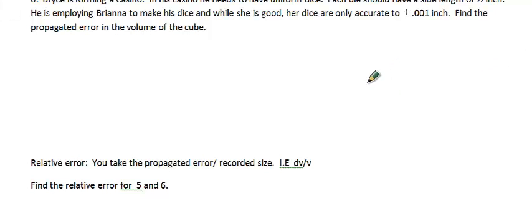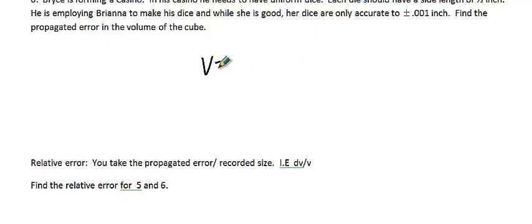All right, we have one more here we'll do, and then we'll talk about relative error, and then about percentage error, which is basically the exact same thing. All right, so you're going to have dice. Each die should have a side length of 1/2 inch, and Brianna's going to make us dice, and she's good, but her dice are only accurate to plus or minus 0.01 of an inch. Find the propagated error in the volume of the cube.